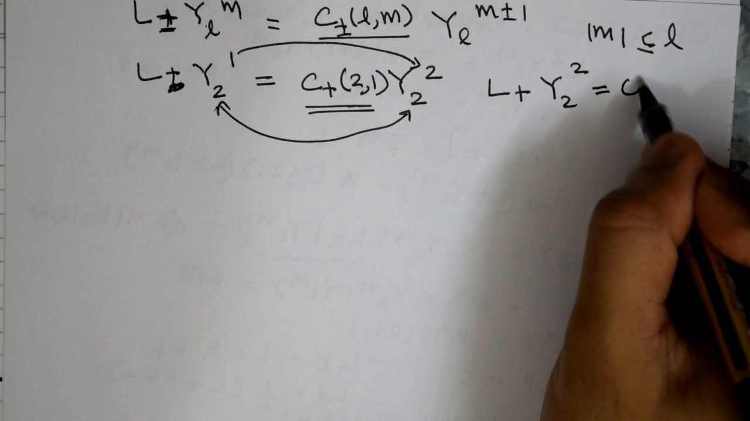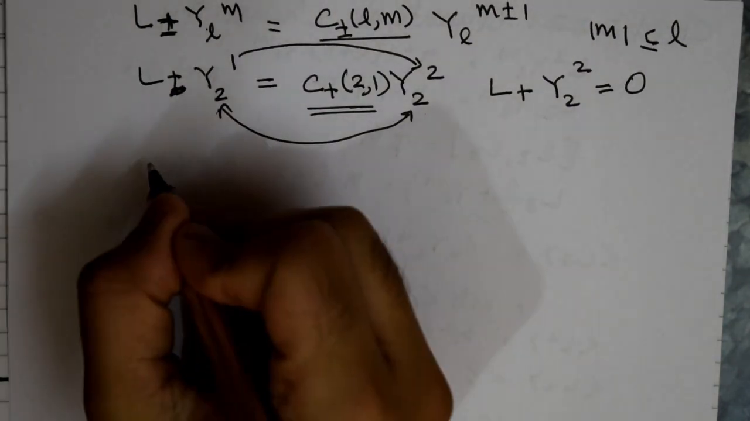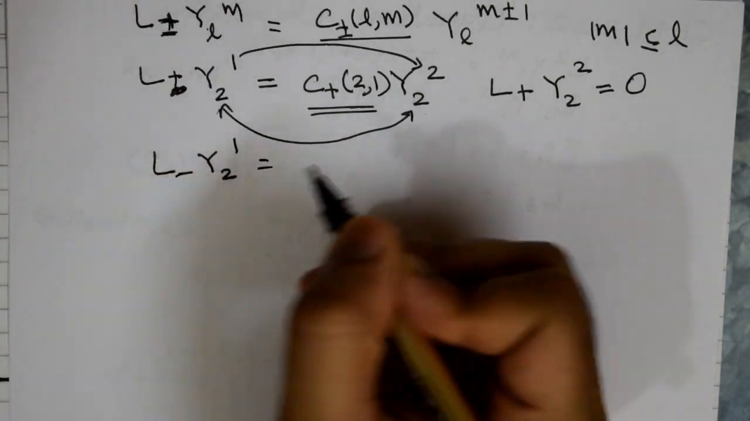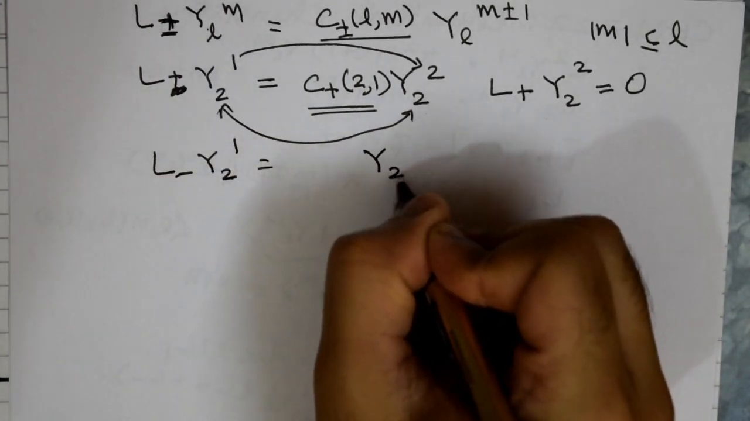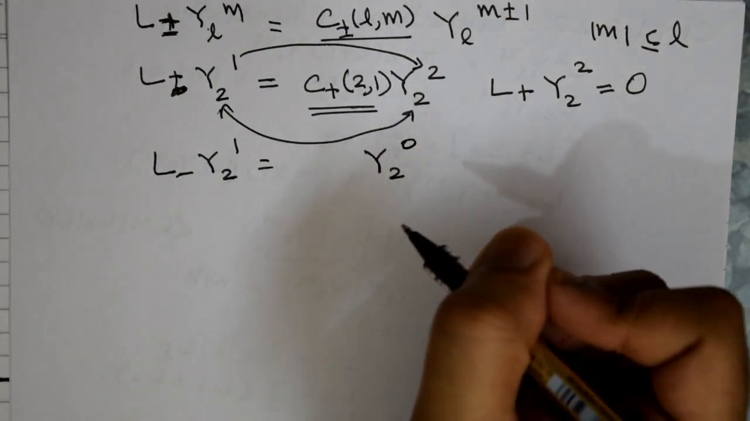This is very similar to what we saw in the simple harmonic oscillator, where the ladder down operator when operated on the ground state ends up giving you 0. Here the ladder up operator when operated on the highest state for that given L quantum number also gives you 0. So let's take another example. What is L minus on Y 2,1? That's going to give you Y 2 because the L quantum number doesn't change. 1 will end up going to 0 because 1 minus 1 is equal to 0.